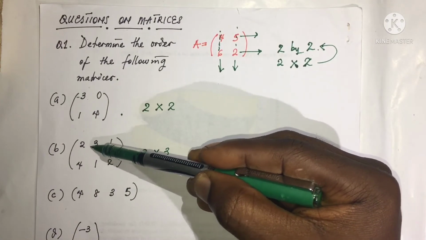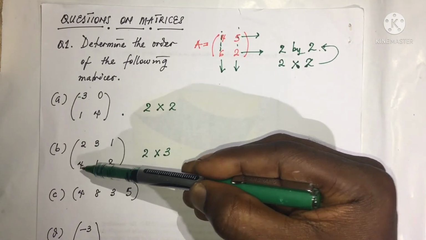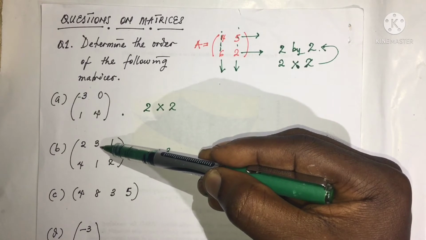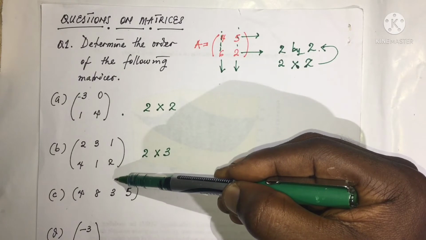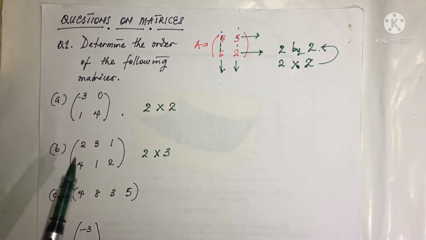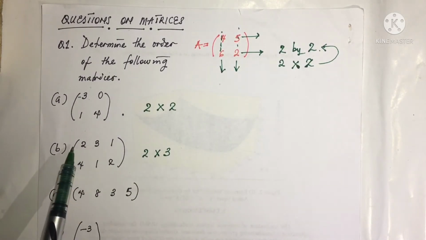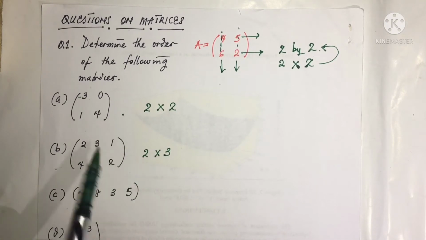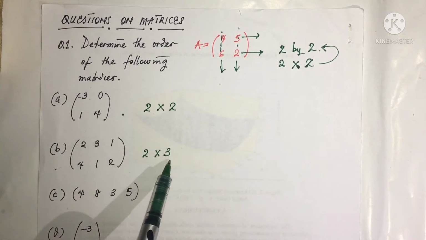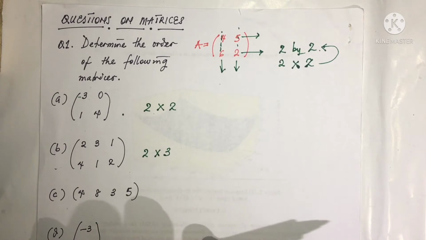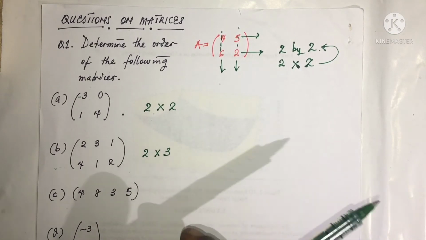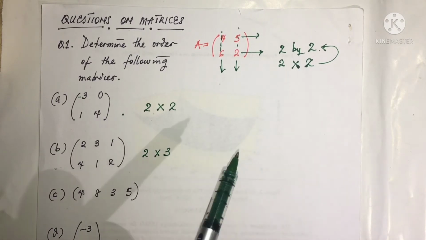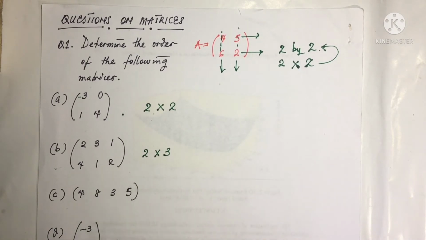In the first column you have elements 2 and 4. In the second column you have elements 3 and 1, and in the third column you have elements 1 and 2. That makes this matrix a 2 by 3 matrix because it has 2 rows and 3 columns. In the convention for specifying the order of a matrix, rows are specified first before columns. Now let's move to the third matrix.